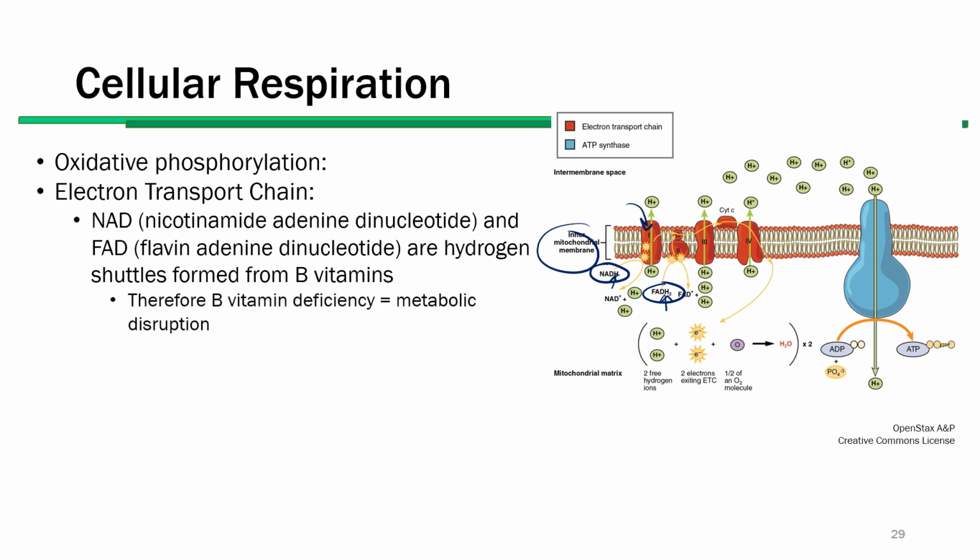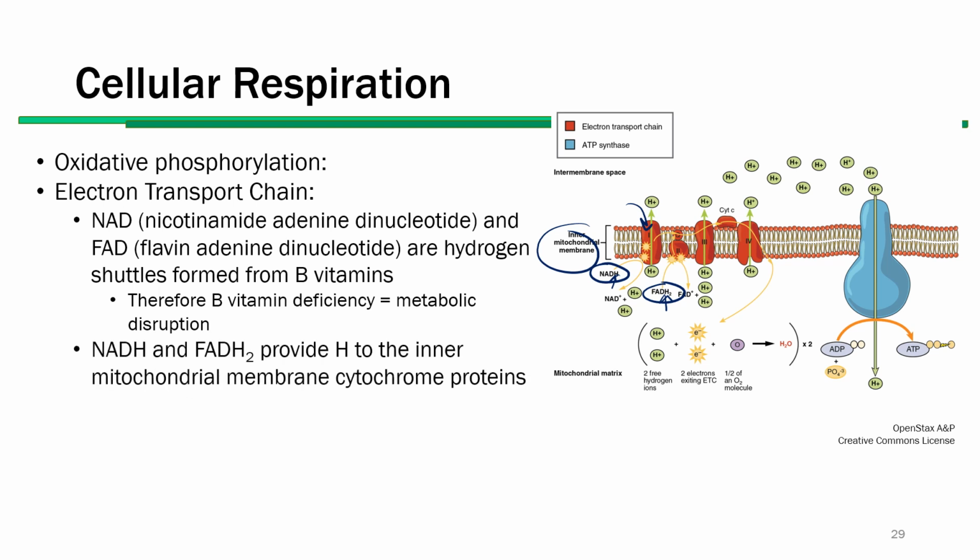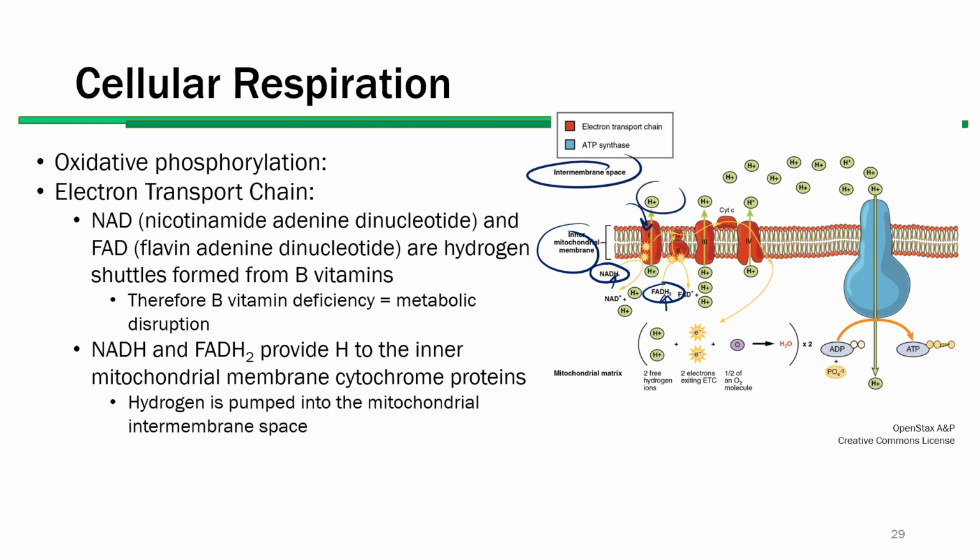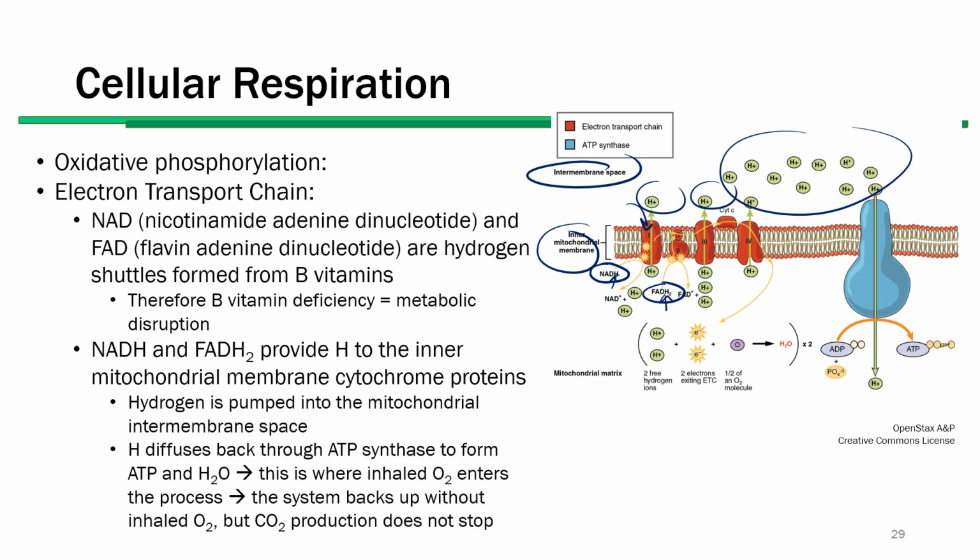If there's a B vitamin deficiency, that's going to disrupt the metabolism because then you can't get the hydrogens to the cytochromes if you're missing the NAD or the FAD. NADH and FADH2 provide the hydrogen to the inner mitochondrial membrane cytochrome proteins. They pump it into the intermembrane space here. So all these hydrogens are getting pumped in here and they're building up an accumulation of hydrogen, a concentration gradient.